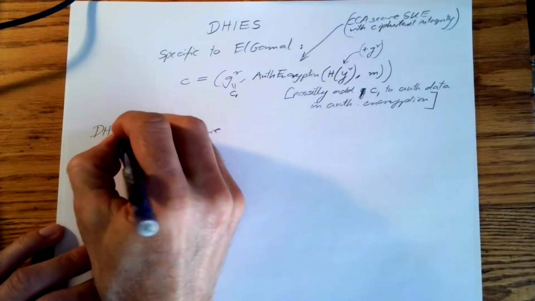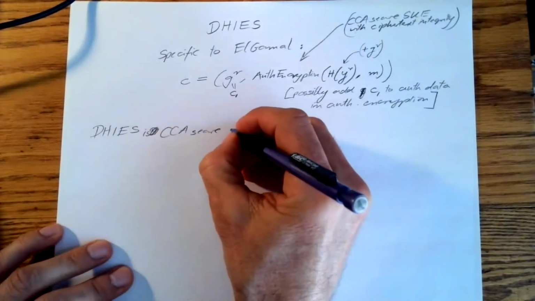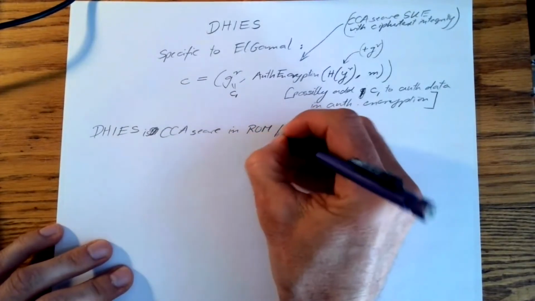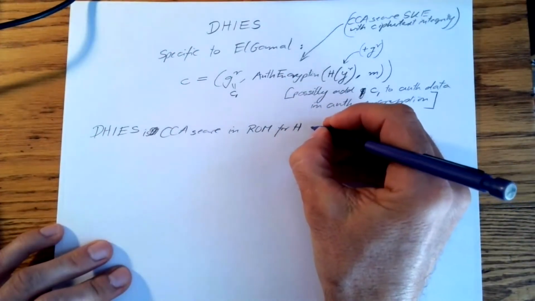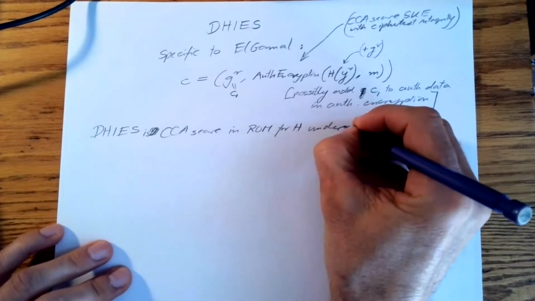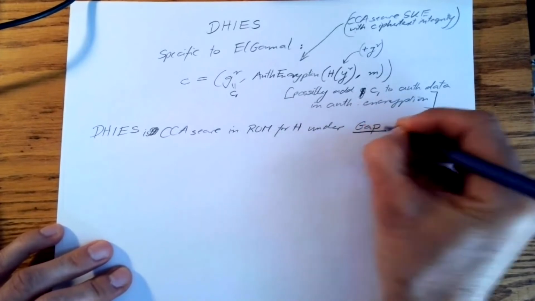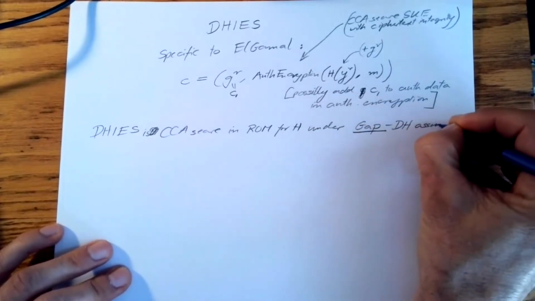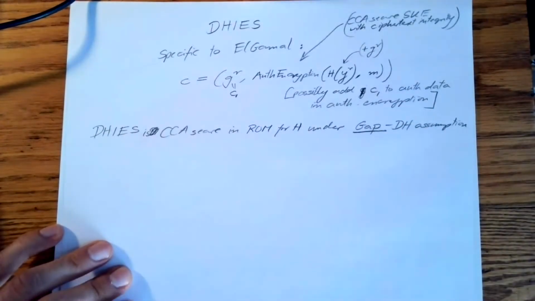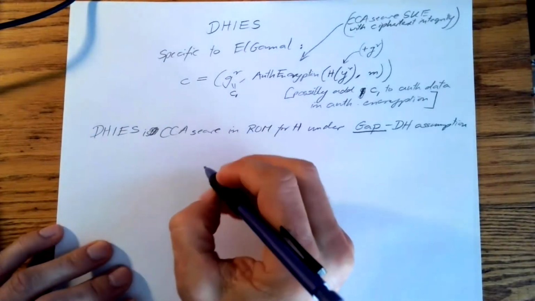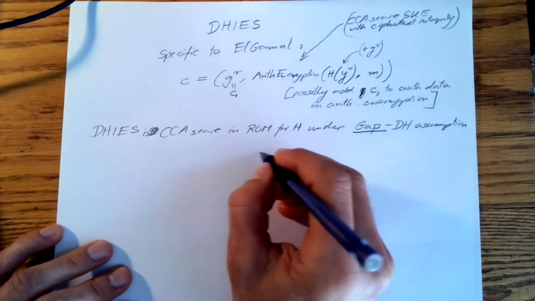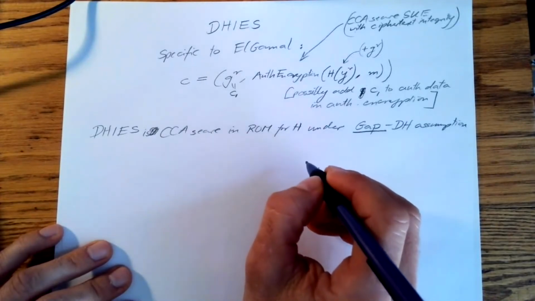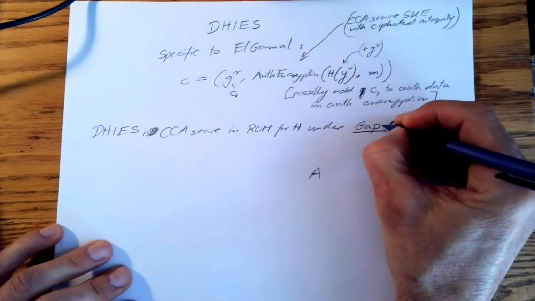So the claim is that DHIES is CCA secure in the random oracle model for ElGamal. So that part is the same as in Fujisaki Okamoto. But you use a stronger assumption, something called the gap Diffie-Hellman assumption. The gap Diffie-Hellman assumption is like this. The adversary is given, actually, the gap CDH assumption.